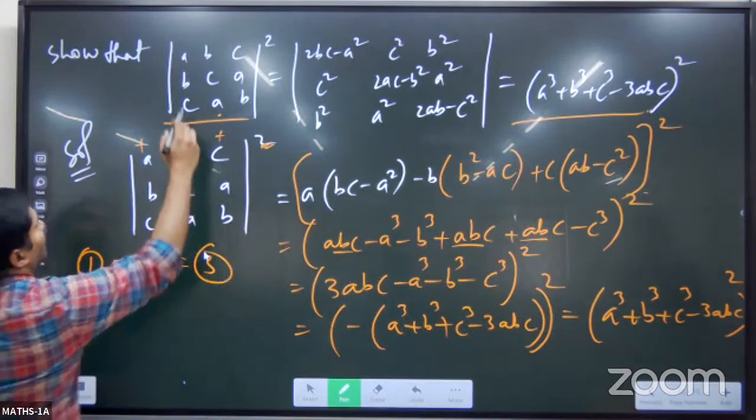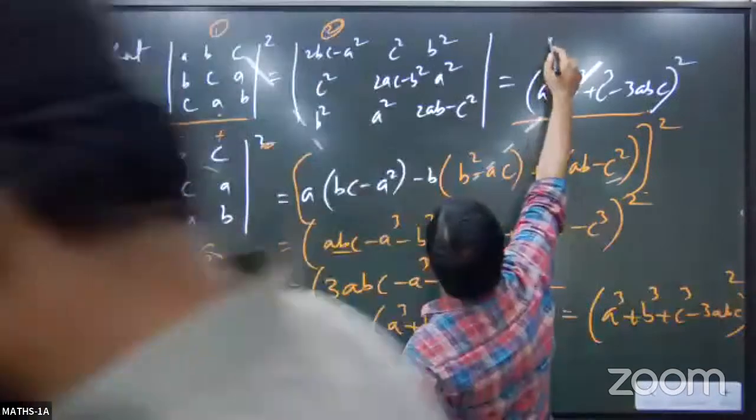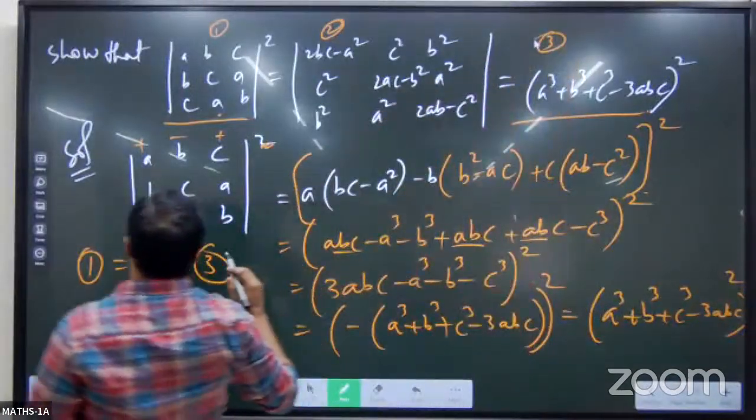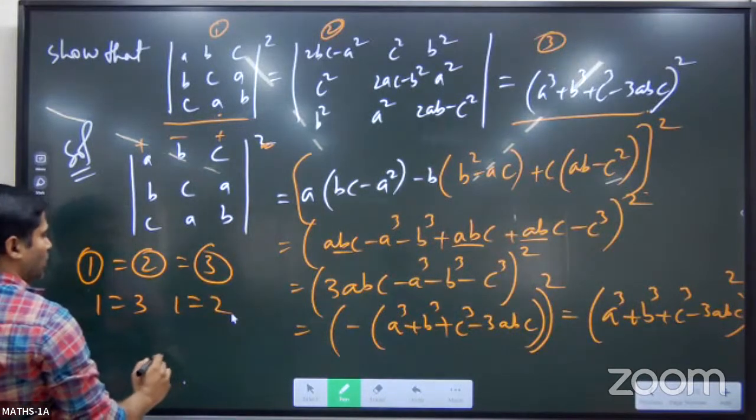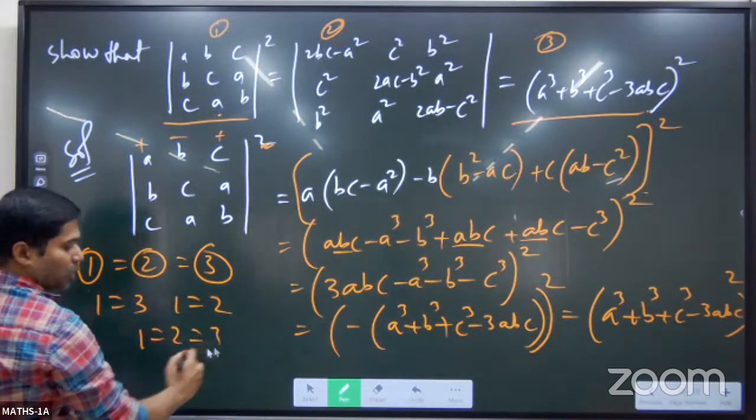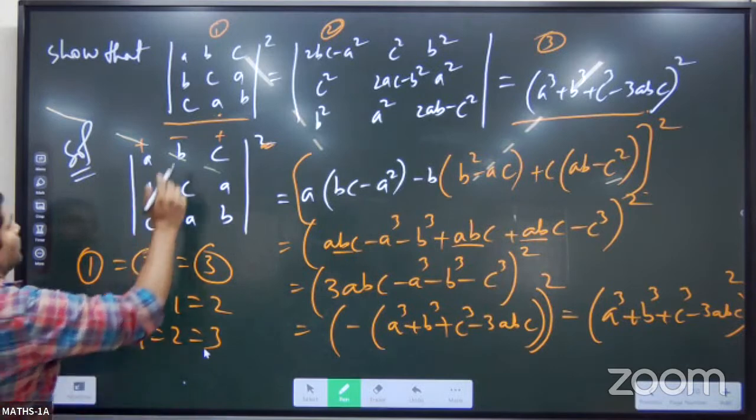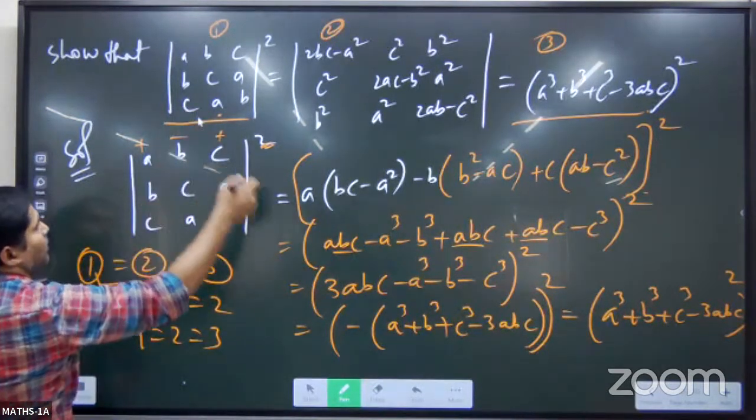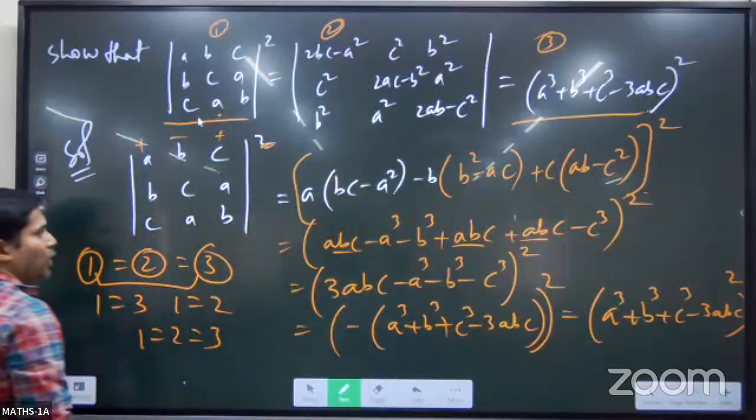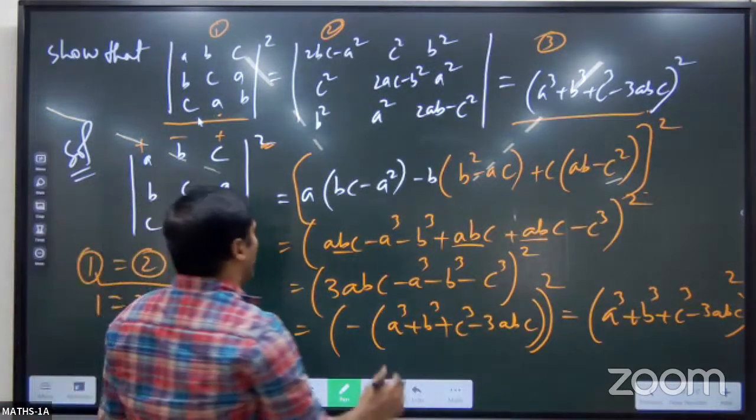What we have to prove? Let this be 1, this be 2, and this be 3. So what we prove is 1 equal to 3 and 1 equal to 2. So ultimately 1 equal to 2 equal to 3. Is it clear? This is what we are going to prove. Okay, so first 1 equal to 3 has been done. Check it. This is 1 and that is your 3. So 1 equal to 3 I proved it. Next we are going to prove 1 equal to 2. I hope you understood.